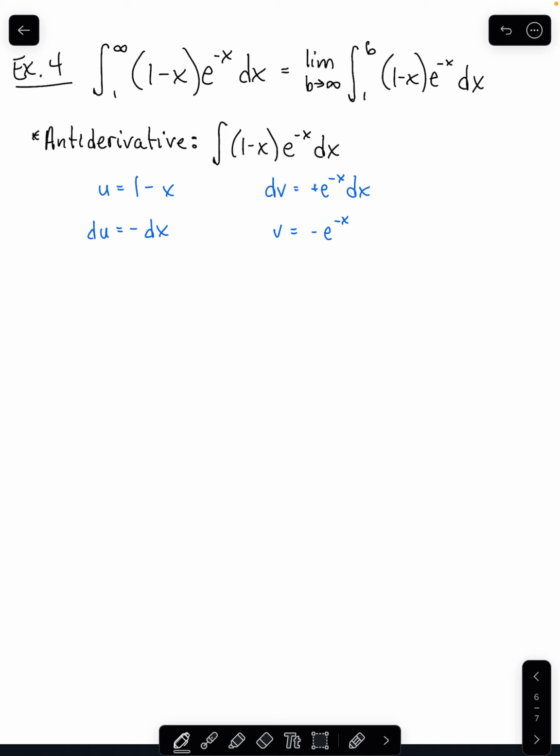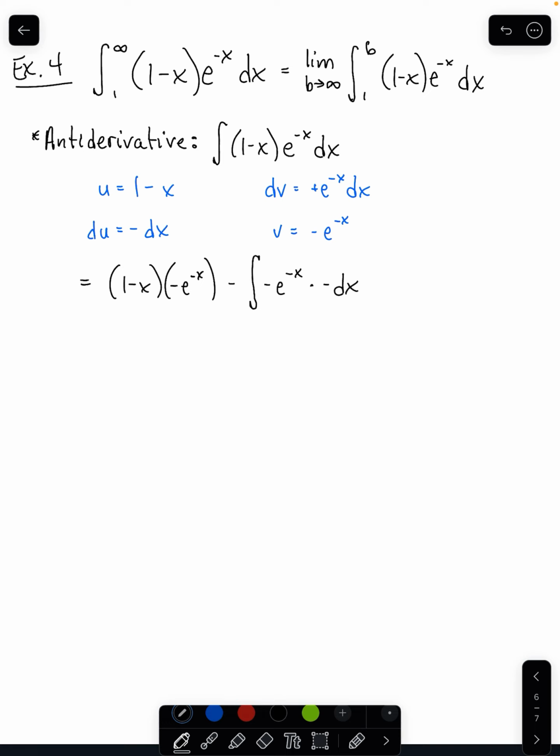By integration by parts, then, the integral is equal to u times v minus the integral of v du. We have several negative signs here, but ultimately the 2 on the inside can cancel out and leave us simply with the 1 on the outside.